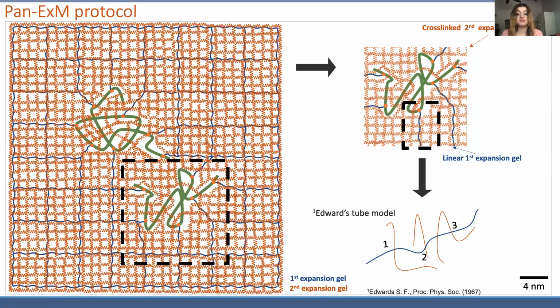And the definition of entanglement in polymer physics is simple. If a chain crosses an arbitrary plane 3 times, then it is entangled. And this is illustrated here by Edwards' tube model.